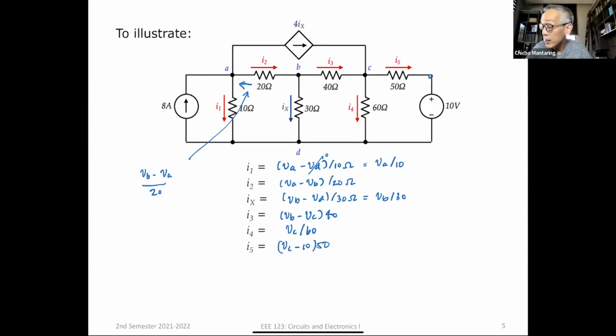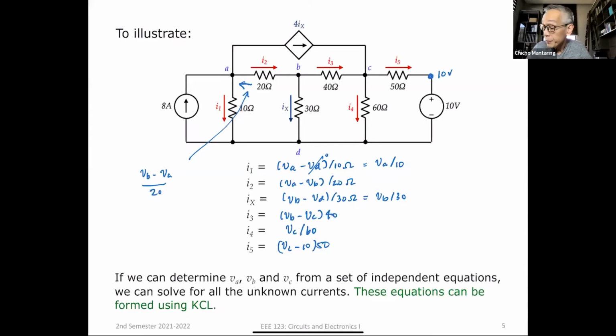If you take a look, this is a non-essential node, but there is still a node voltage there. The node voltage there with respect to D is equal to 10 volts. That is the node voltage. It is constrained by this voltage source. This voltage source establishes this particular node voltage. So when you express I5, it is VC minus 10 divided by 50.